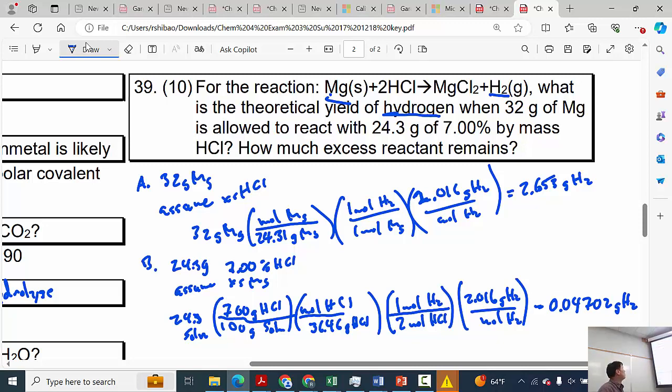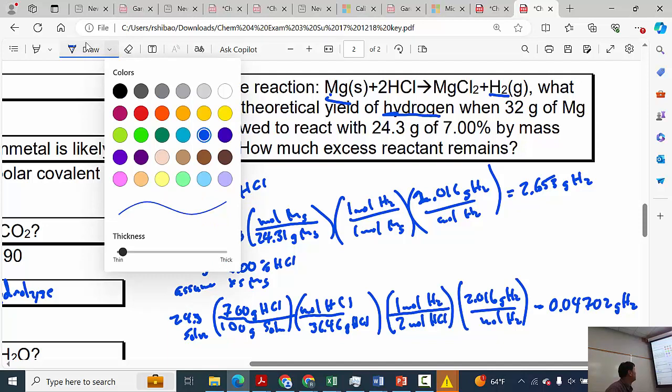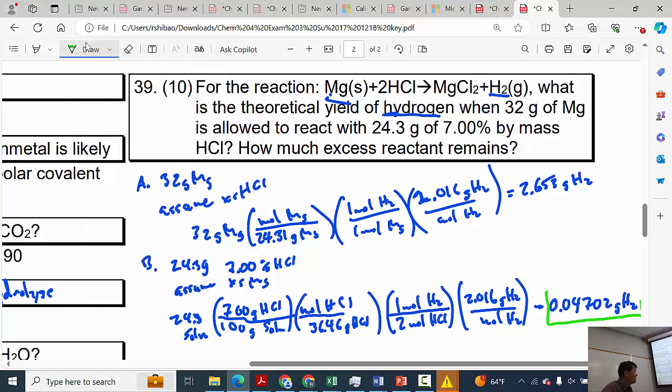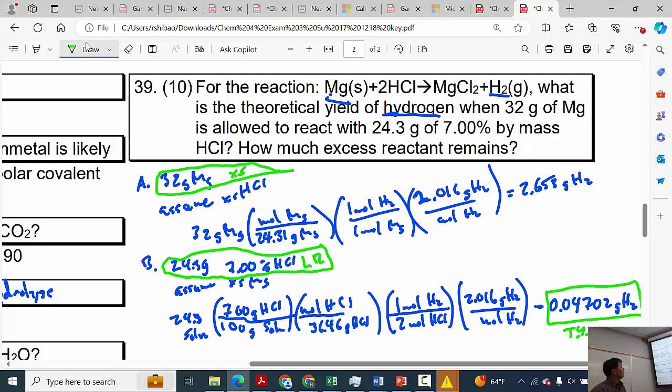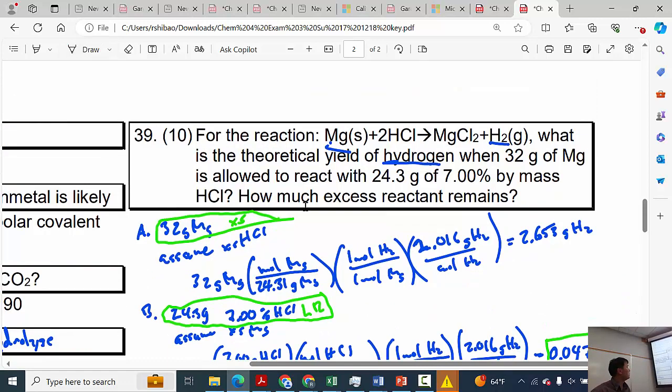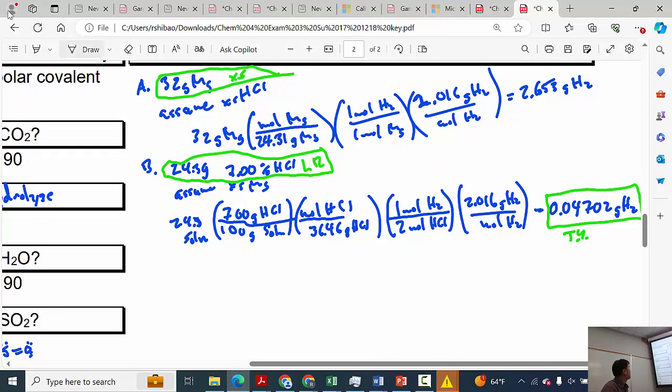So which reagent produces the smaller amount? The HCl. And so that means this is the theoretical yield. The smaller amount is the theoretical yield. And that means this is the limiting reagent. And this must be the excess reagent here. How much excess reactant remains? And so that will be the next calculation we'll do here.